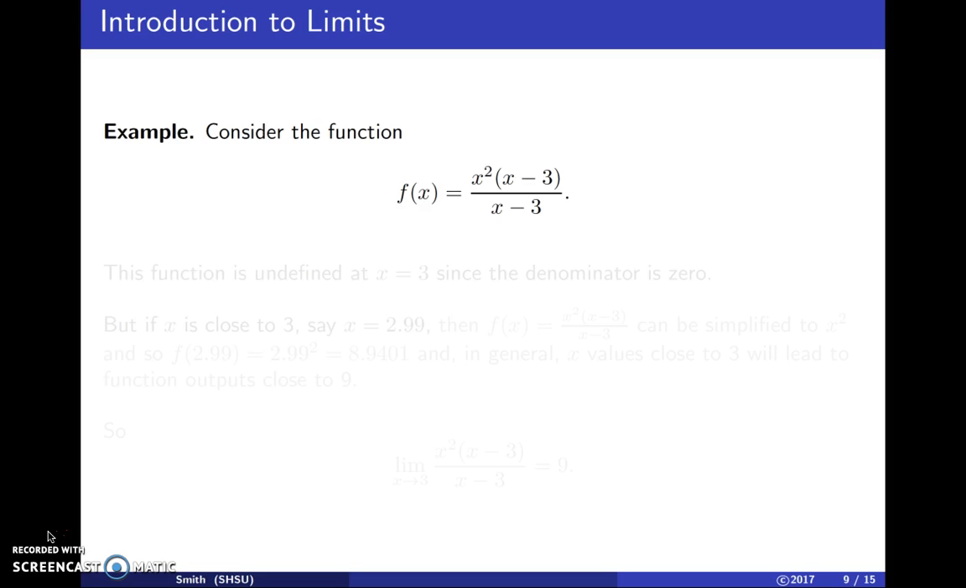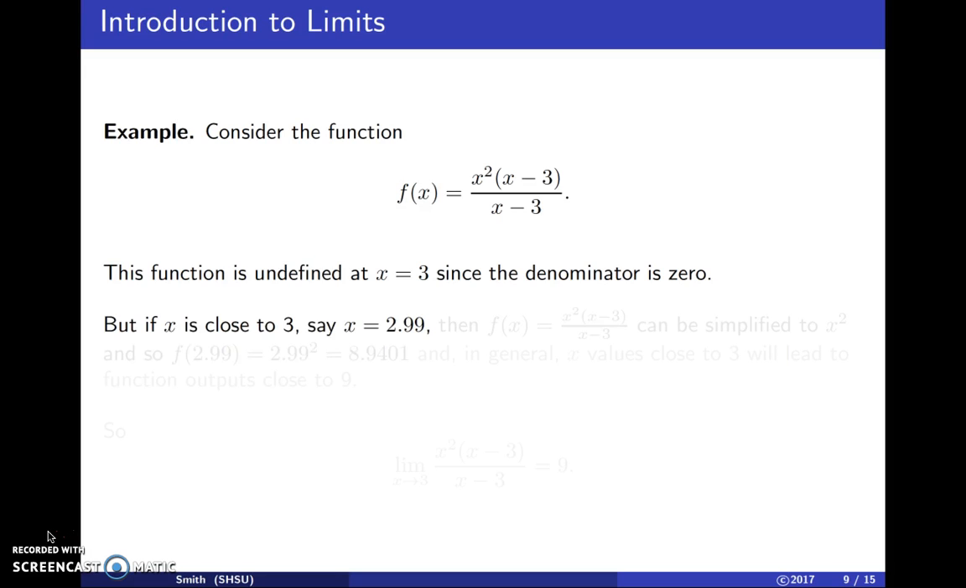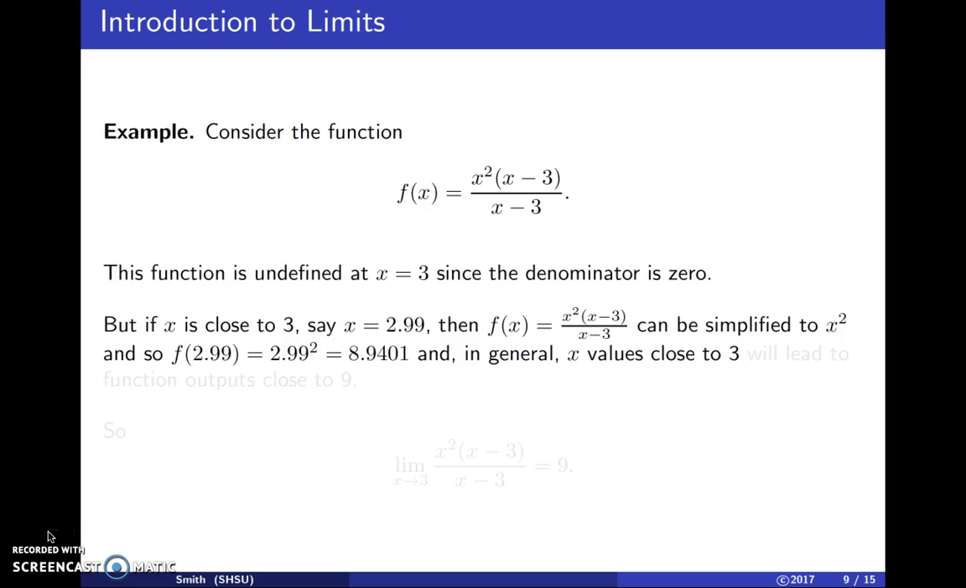For example, consider this function. This function is undefined at x equals 3 since the denominator is 0 there. We cannot plug in 3 into this function. But if x is close to 3, like 2.99, not equal to 3 but close, then f of x can be simplified. Since x is close to 3 but not equal to 3, the denominator x minus 3 is not 0, and we can simplify this to x squared. And so f of 2.99 is just 2.99 squared, and in general, x values close to 3 will lead to function outputs close to 9. So the limit, as x approaches 3, of this quantity is 9.